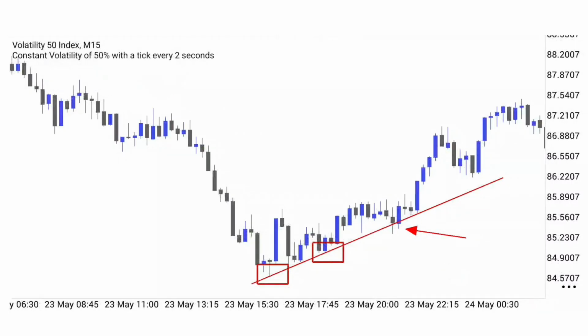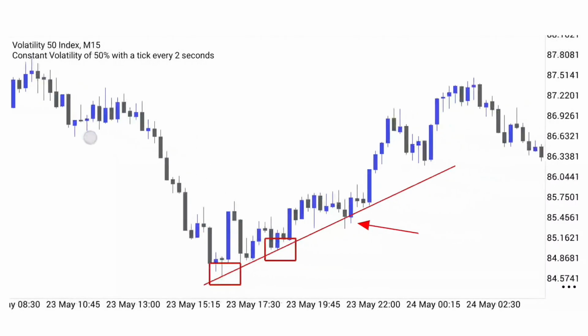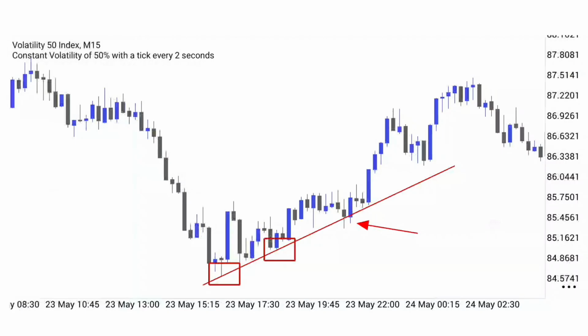You don't need to draw it inside the body. Just make sure that the line is touching that candle. If it is touching the candle, you are good, and you are good to trade. So just make sure that the line is touching the candle. So right here, and as you can see, we have been trading this on volatility 50. I will also show you guys another trade on volatility 10.